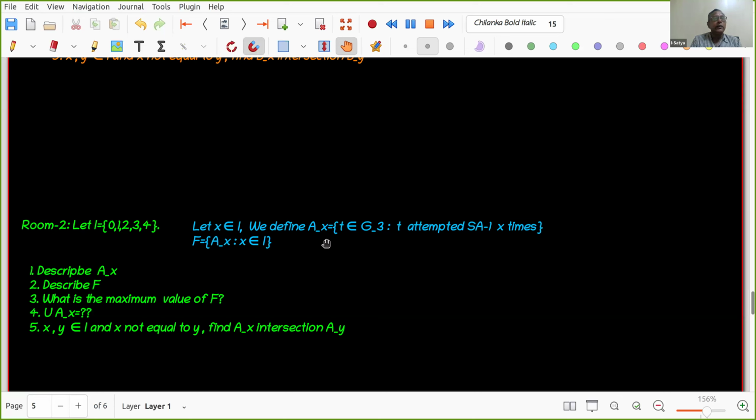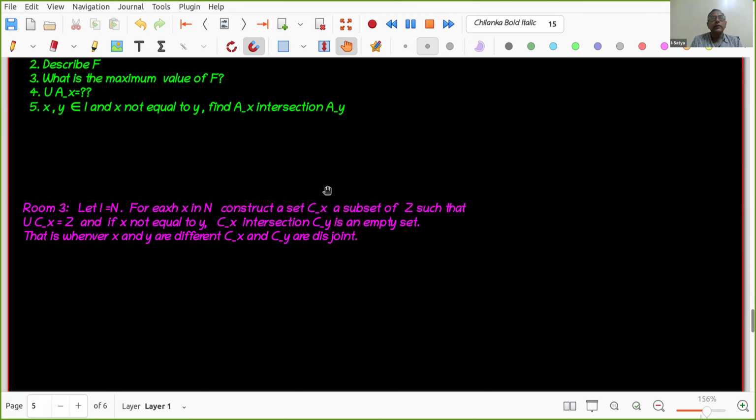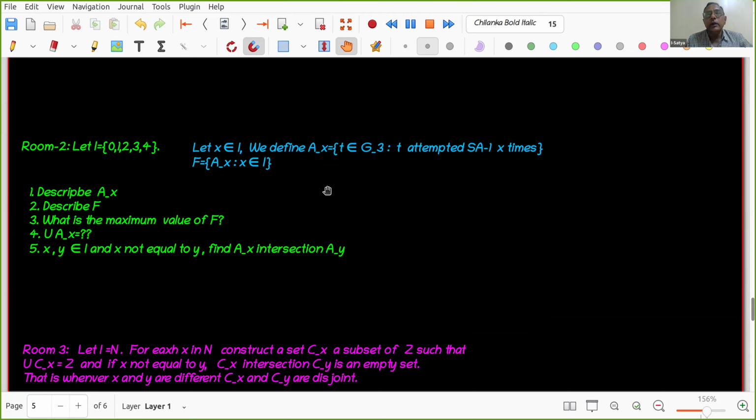So what is A0, A1, A2? ये describe करना है, उसके बाद union करना है, उसके बाद intersection करना है, सब कुछ. Okay, question number 2. Is it clear to all of you? Is the question clear to all of you? Every room, questions are clear.